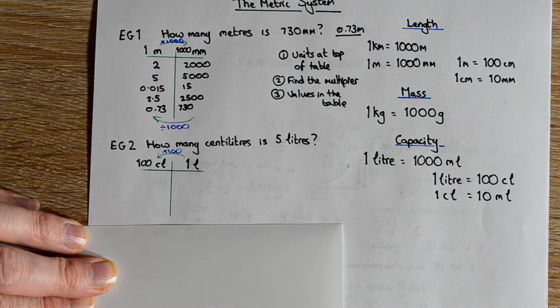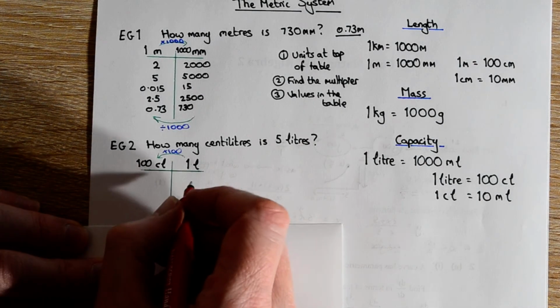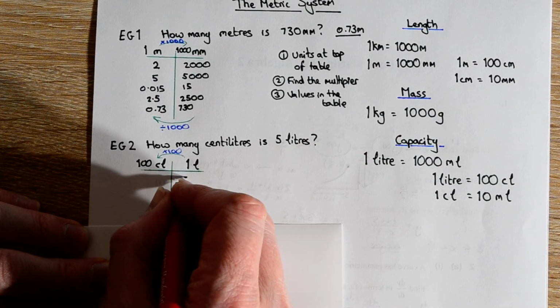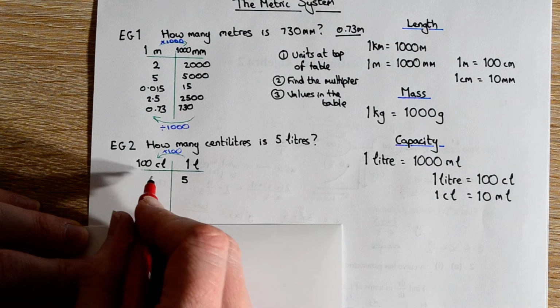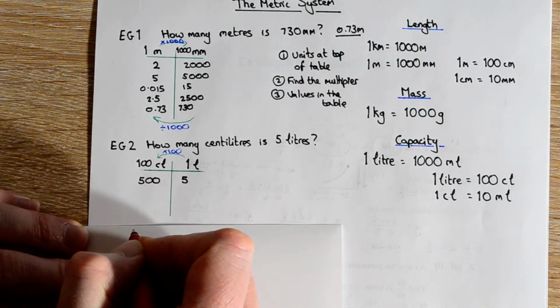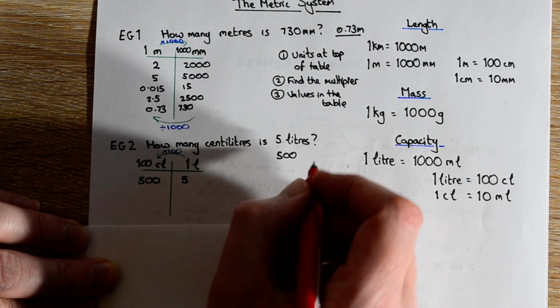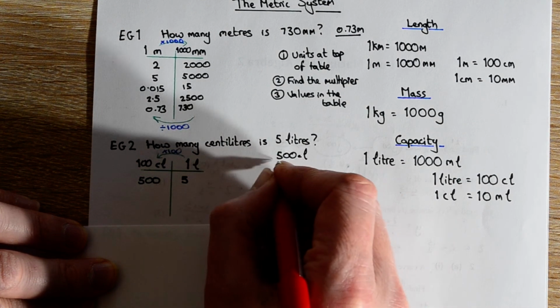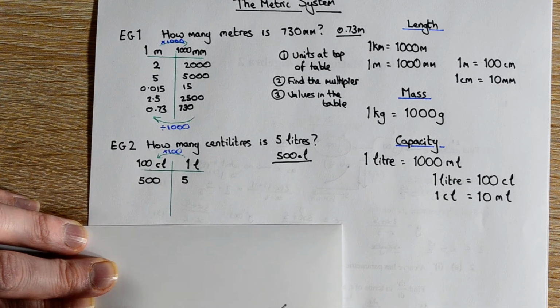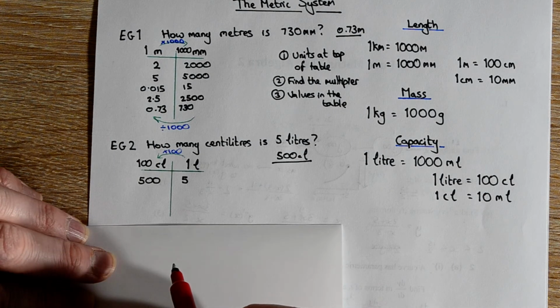So we want 5 litres in centilitres. So we'll put our values in the table. 5 litres. To get to here we times by 100, 500 centilitres. That's our answer. By the way, if you don't like my curly L's, I do them like that so that you know it's an L and not a 1.